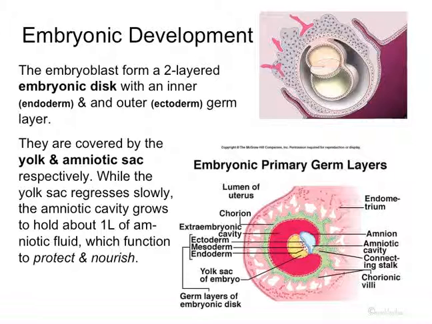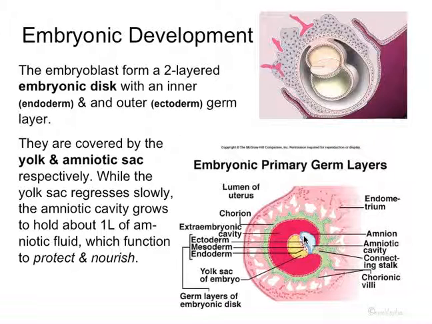Okay, let's talk about the embryonic development. We have an embryoblast, that's this baby right here in the middle part, and we have a two-layered embryonic disc. We have the endoderm here in the yellow part, and the ectoderm here in the bluish part, the outer part. In the middle, another layer is created, the mesoderm. The endoderm is covered with a yolk sac, and the ectoderm with an amniotic sac.